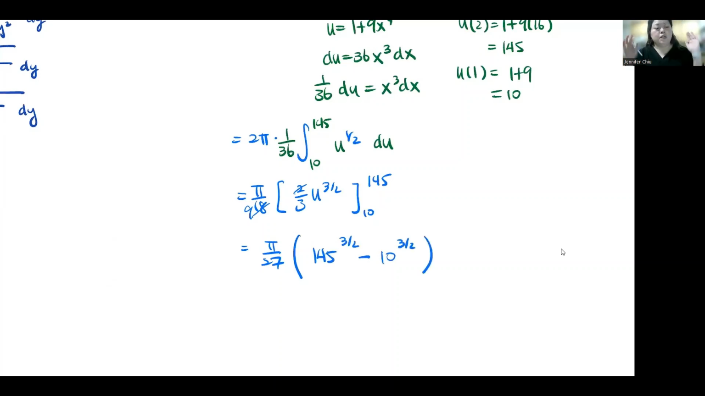If there's no calculator, you leave your answer like so. This is as clean as it can be. If it's a calculator part, then of course you plug it in and get your final answer.